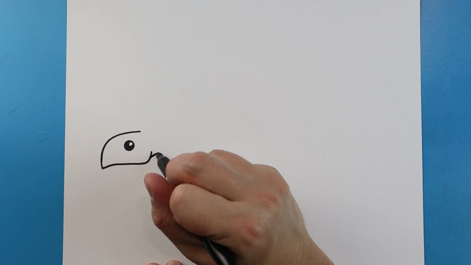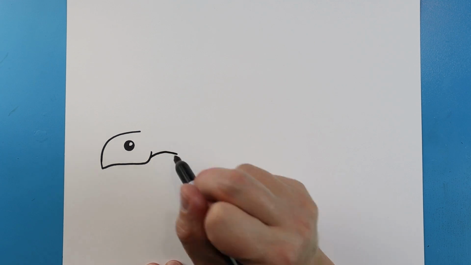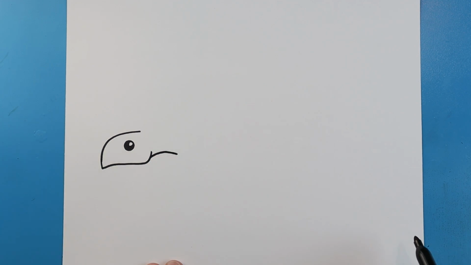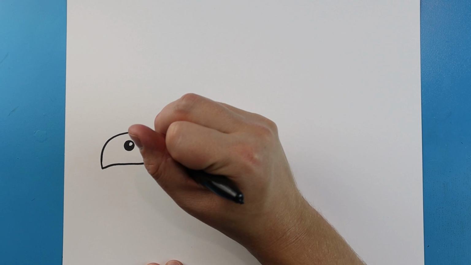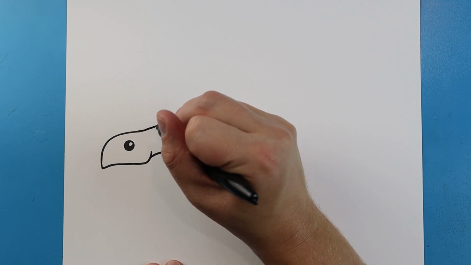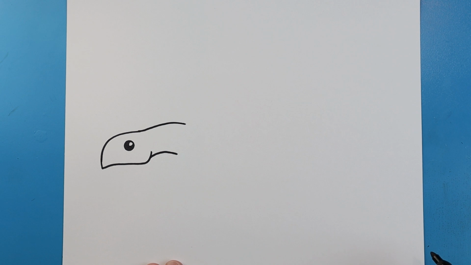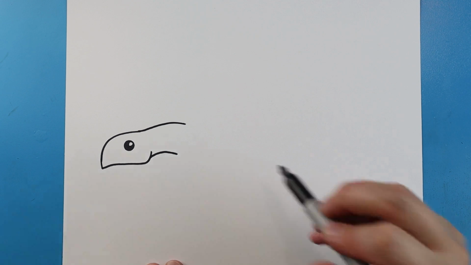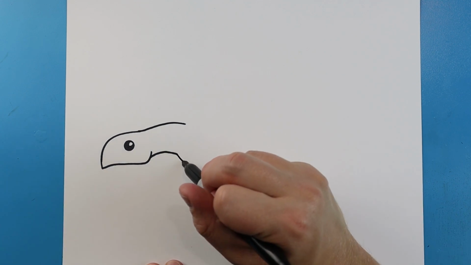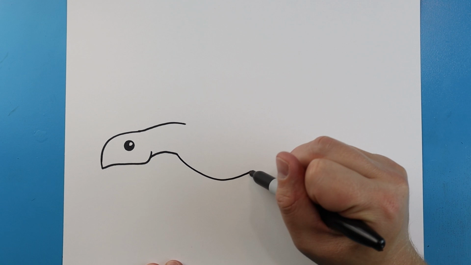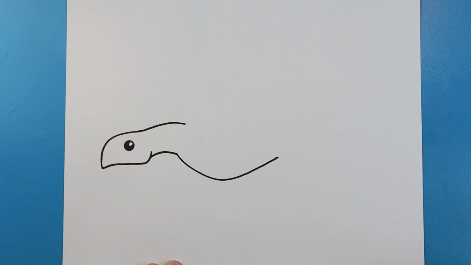Right here, I'm going to make a line that just goes up and it's going to come down a little bit. And I want to do the same thing up here. I'm going to go up and then down just a little bit. Right here, let's draw a line that goes down and then it's going to come up.